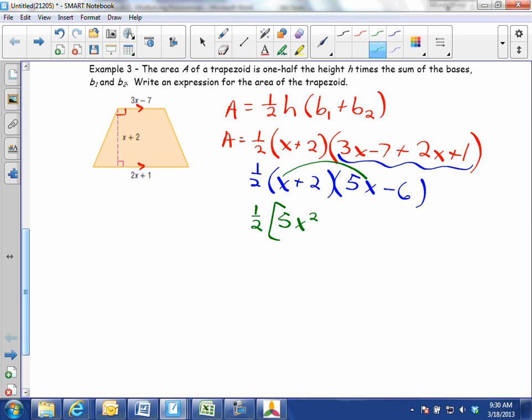X times negative 6, negative 6x. Okay, then 2 times 5x, so 10x. And then 2 times negative 6. So the 1/2 out there, we'll put it down. Okay, simplify it. Make it 4.